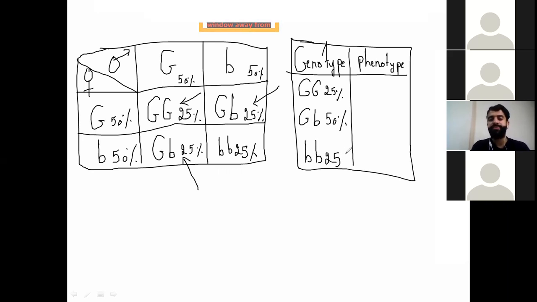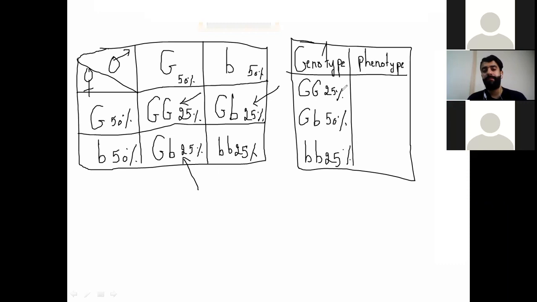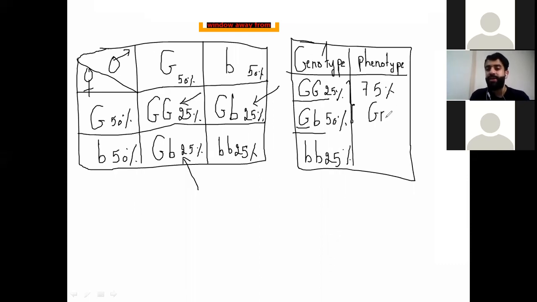Okay. GG, it will be what? It will be gray, right? Yes. And GB? Black. Why? GB. Which one is dominant? It's also gray. Why? Because G is dominant. It can be expressed in the homozygous or in the heterozygous. So here, the total is 75% they are gray, and 25% they are black.